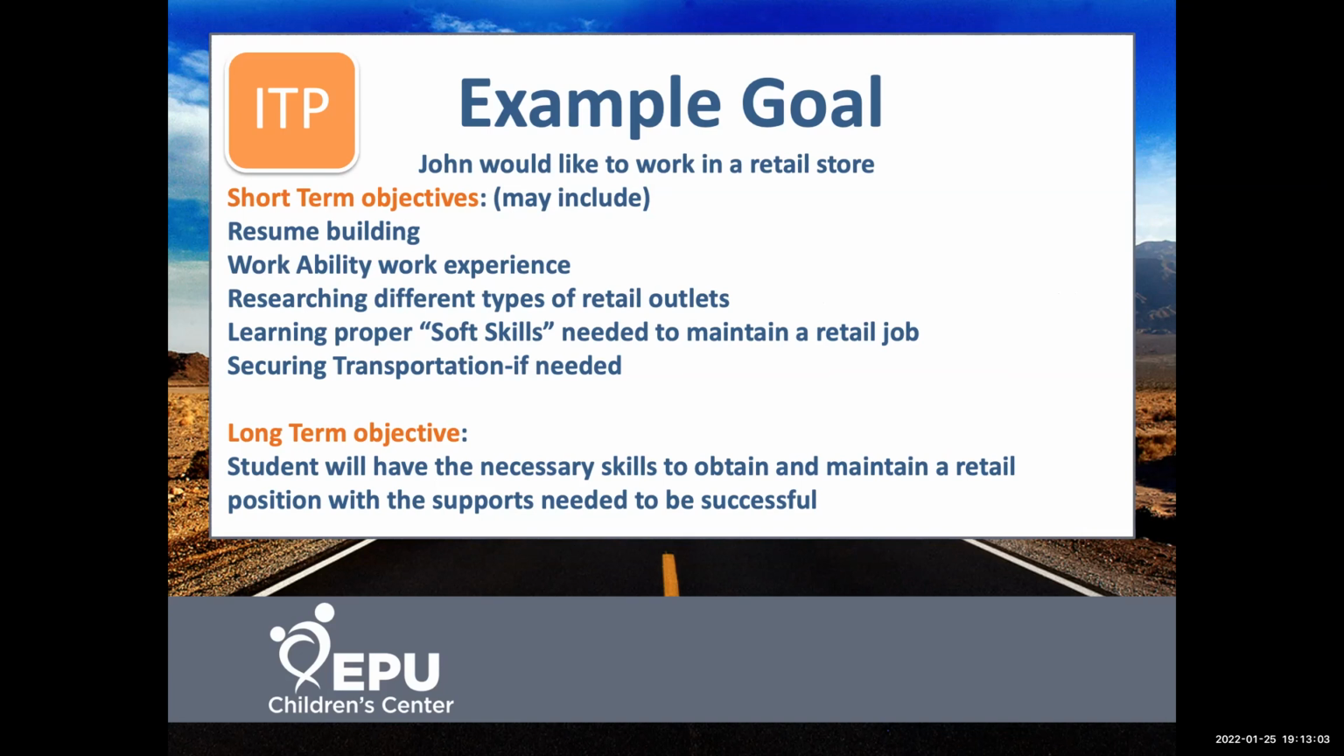Learning proper soft skills, how to relate to others so that he can maintain that job moving forward if he were to get one. And thinking about things like transportation. That's a big piece to keeping and maintaining a job, is having ongoing reliable transportation, whether that's the bike, the bus, mom, dad, Uber, but having secure transportation if you have a job. Long-term objective, the student will have the necessary skills to obtain and maintain a retail position with supports needed to be successful. Next.